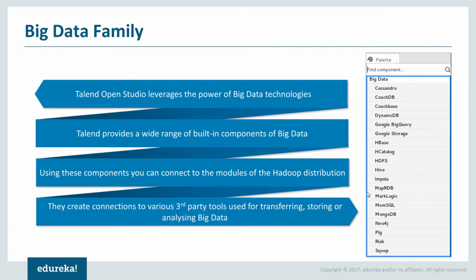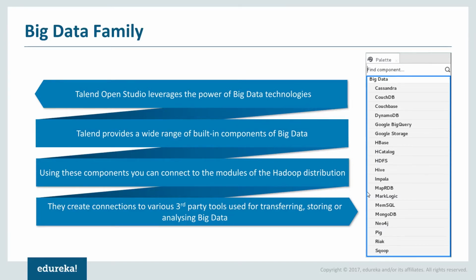If you look at the palette, I'll be showing you in the demo as well, under big data we have all the big data technologies which are tightly coupled with Talend already present here, like Cassandra, and as we already spoke about, Pig and Hive are also present, and we have HDFS components which deal with file management and other things. So this is the big data family for Talend. These leverage the power of big data technologies.